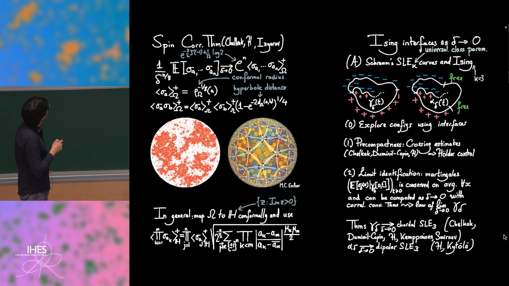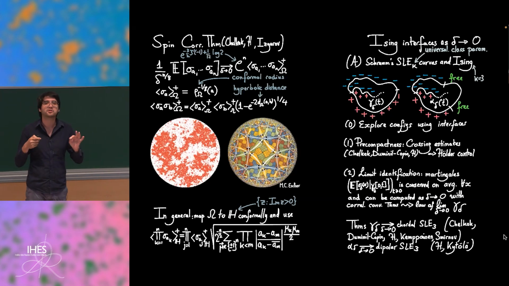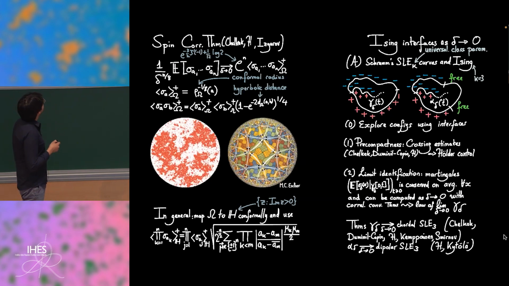But basically, the idea was there are two steps. One is a precompactness step, which now works for many models. It's just to make sure that your curves are not getting too crazy as you pass to the limit. The second is to really identify those non-crazy limits as being something explicit. And here, the technique is a martingale identification technique. So basically, you keep track of what one calls an observable.